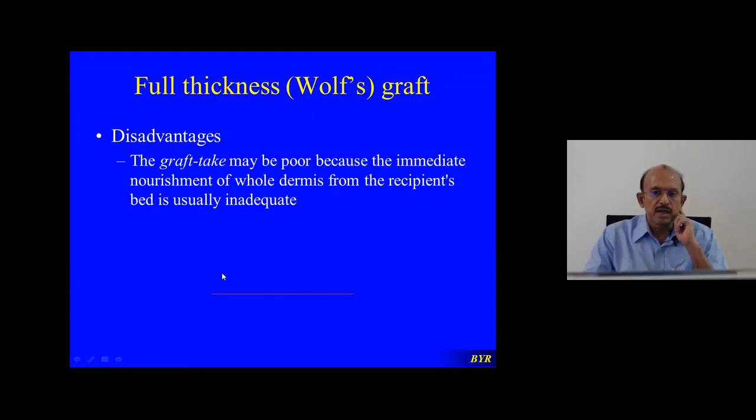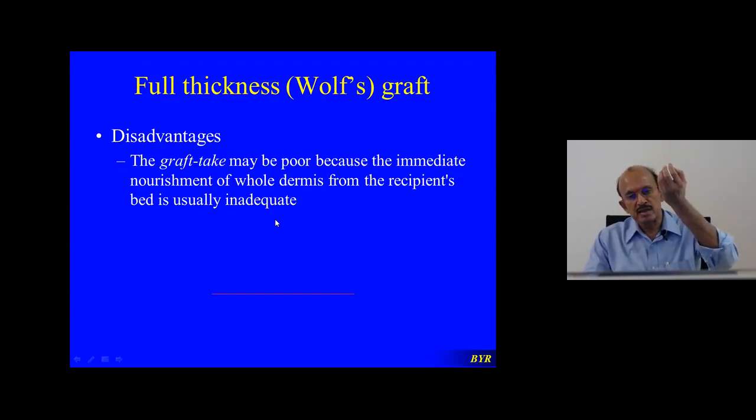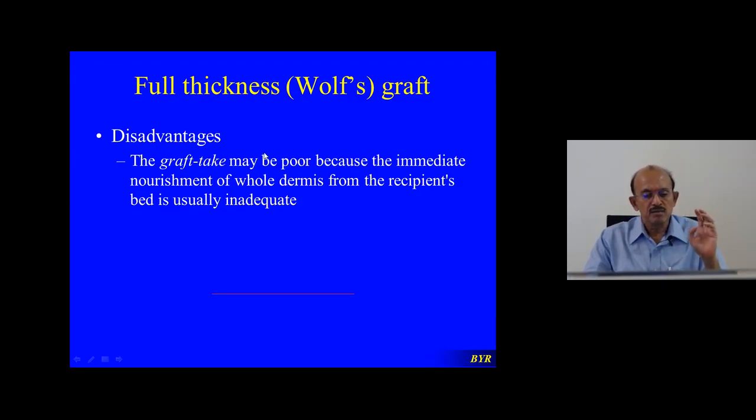Disadvantages: the graft take may be poor because the immediate nourishment of whole dermis from recipient's bed is usually inadequate. So graft take is poor here because its own blood supply is not there. So the blood vessels should grow into this dermis. It may not happen many times. So graft take may be poor. That is why now many of the surgeons, they don't go for Wolf's graft because of this disadvantage.